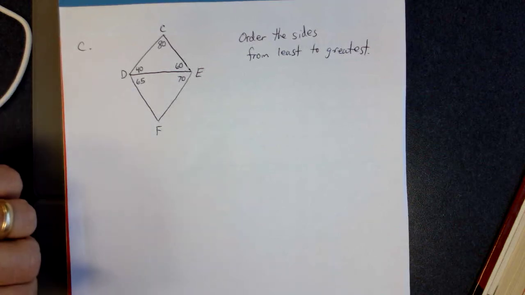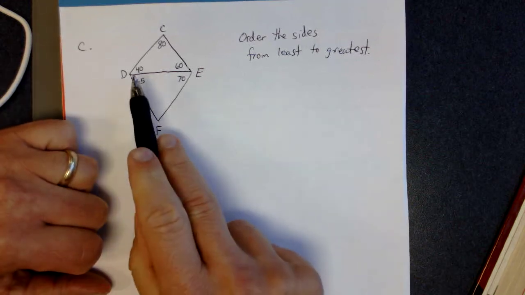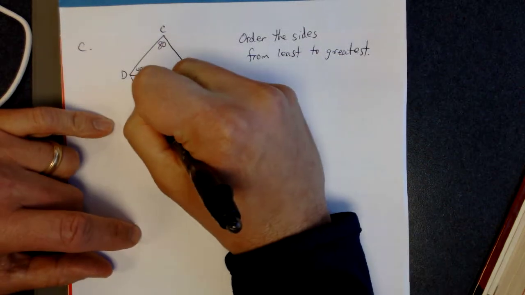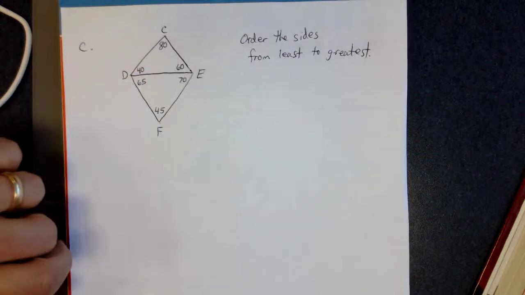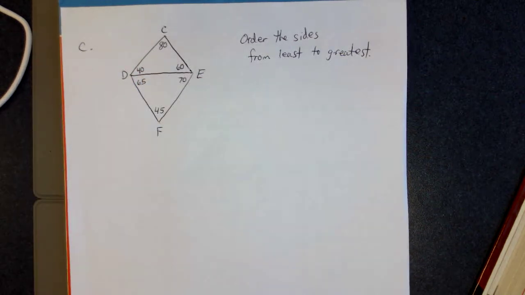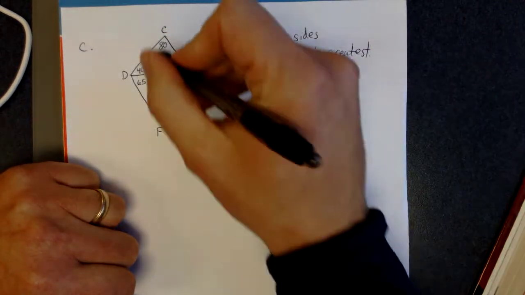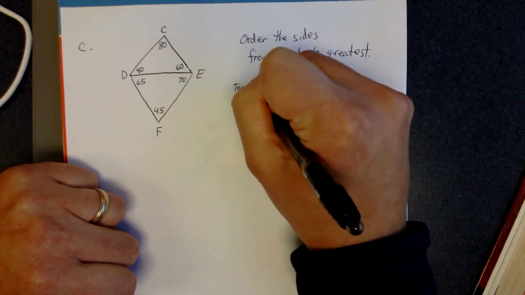Then I'm going to go to the bottom triangle and do the same thing. Bottom triangle, you have a 65 and a 70. Those add up to 135. If you take 180 minus 135, you get 45 for that third angle on the bottom, angle F. Now, what I'm going to do is do the triangles one at a time. I'm going to take the top triangle first.